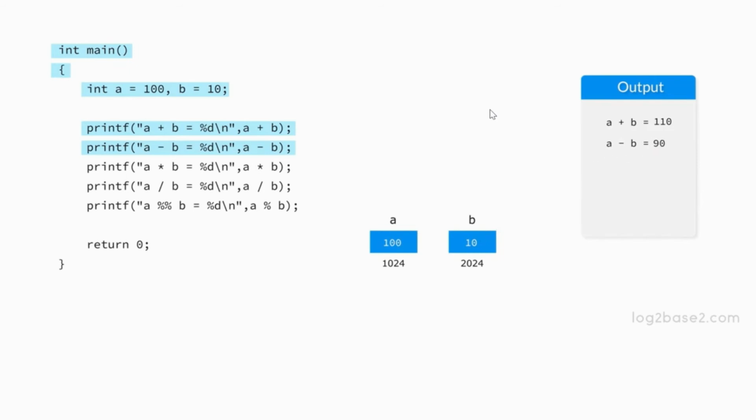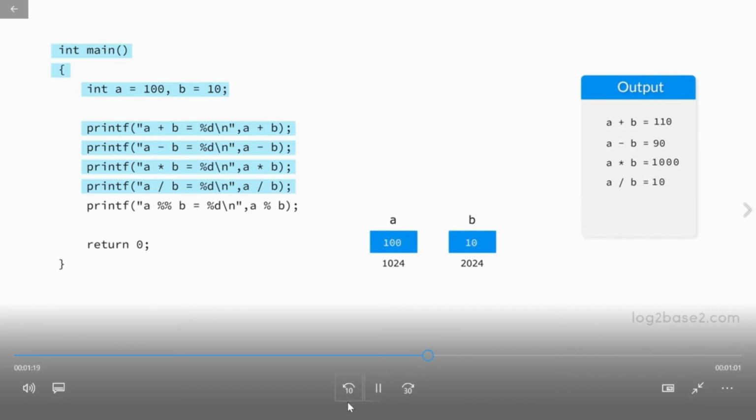Next is another print function, and it will print a star b equal to a star b will be calculated and 1000 will be printed. And then we have another print function here, and it will print a divided by b equal to, and a divided by b will be calculated and the quotient 10 will be returned. And see the next print function.